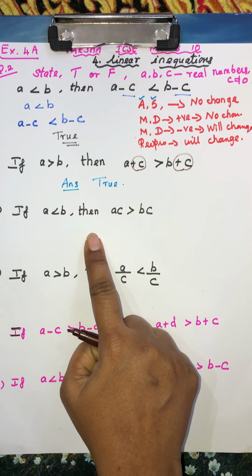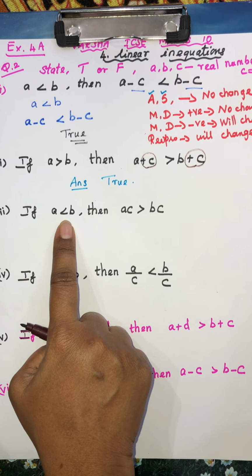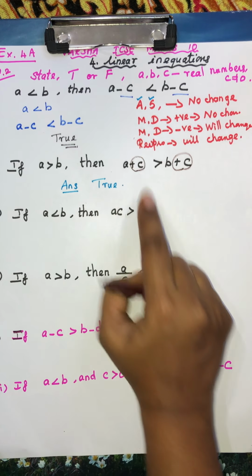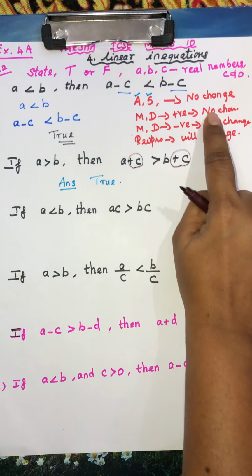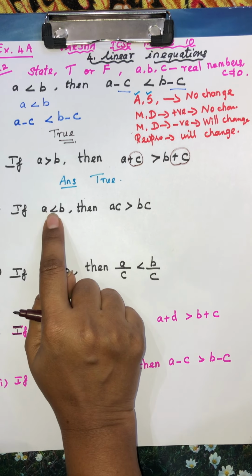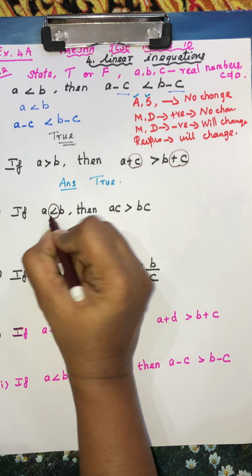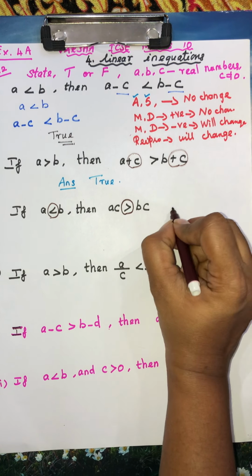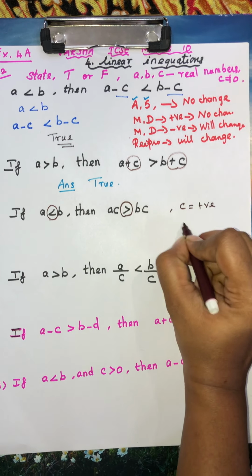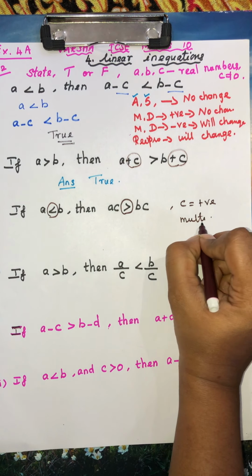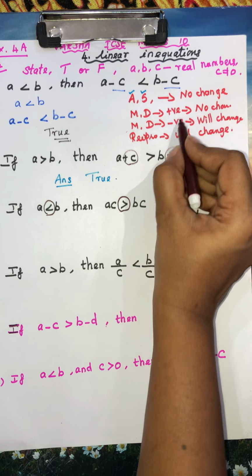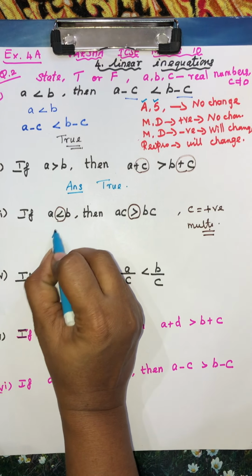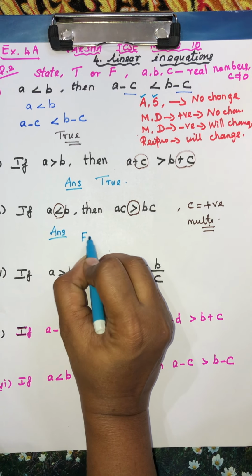Now go to the third question. a is less than b and it is multiplied by a number c. For multiplication, c is a positive number, so there is no change. But here the inequality is changed. This inequality is changed, but this is a wrong statement because c is a positive number. For multiplication and a positive number there is no change, but it is changed. So the statement is wrong. This is a false answer.